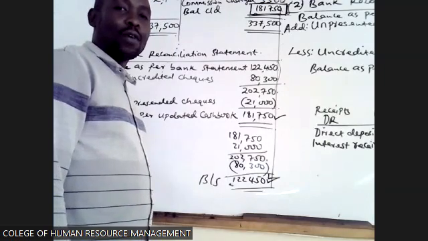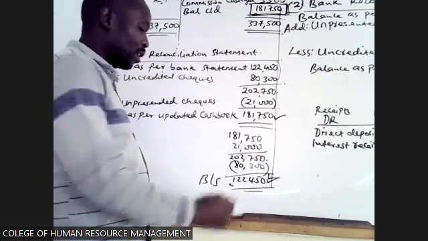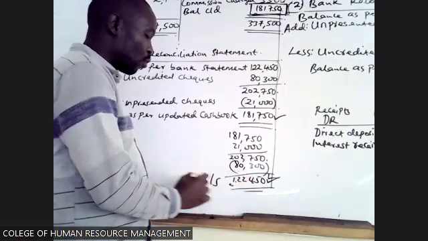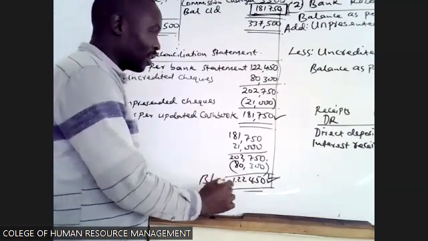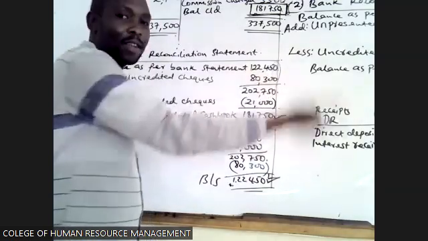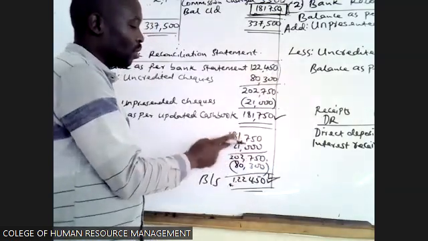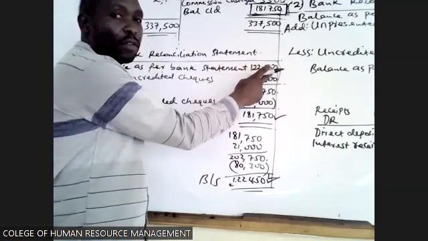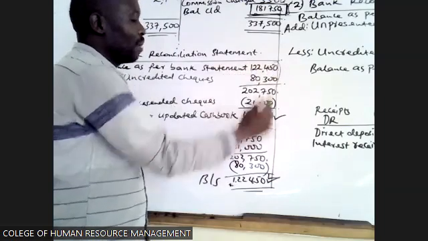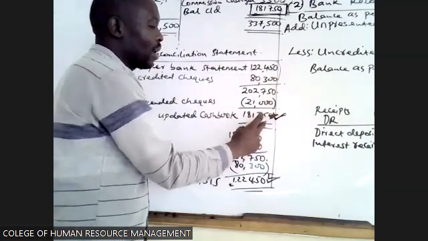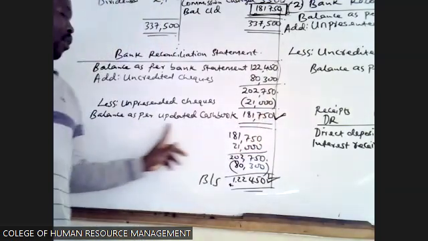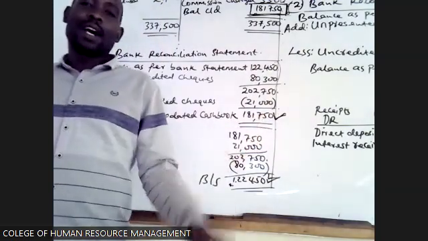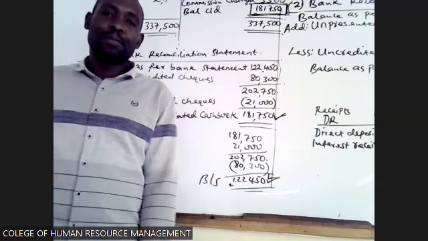And I hope nobody is getting confused. If you get 122,450, you call it balance as per the bank statement, which is the same as what we were given. If you start with 122,450 as the balance as per the bank statement, at the end you will get 181,750, which will be labeled as balance as per the updated cash book, which is also correct.